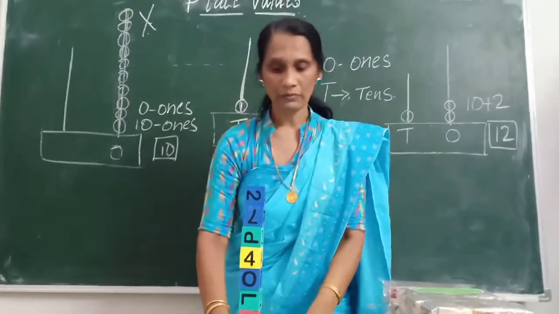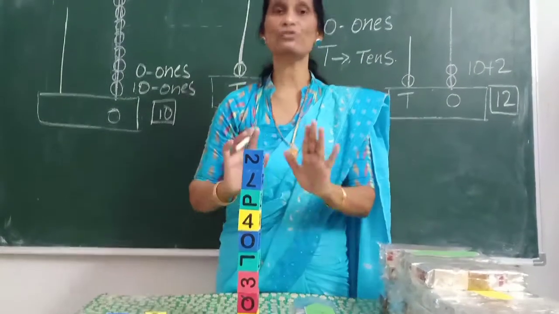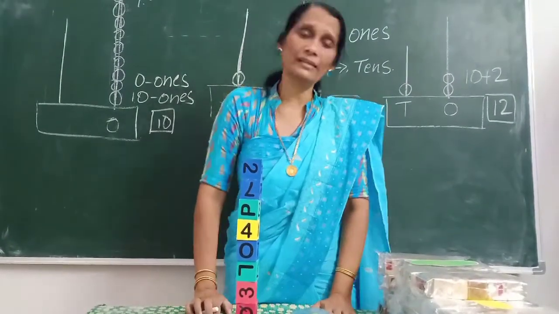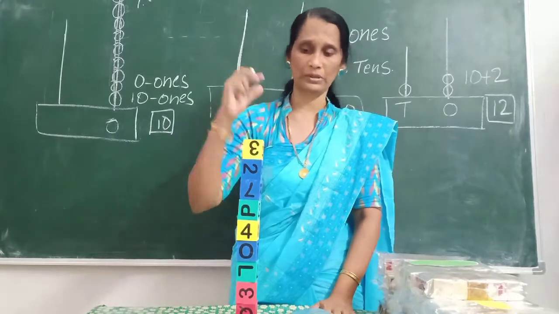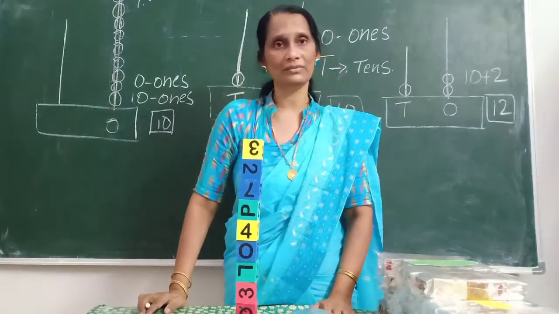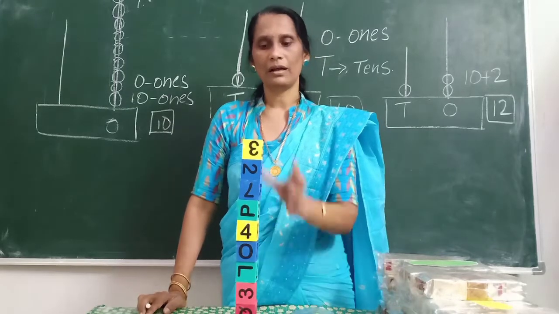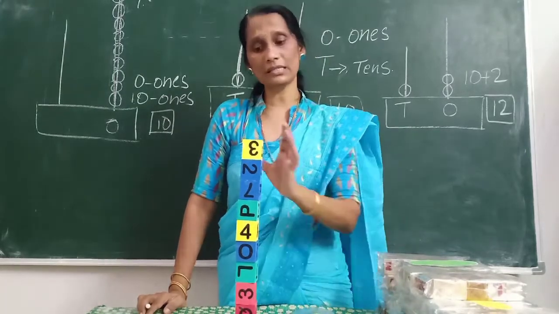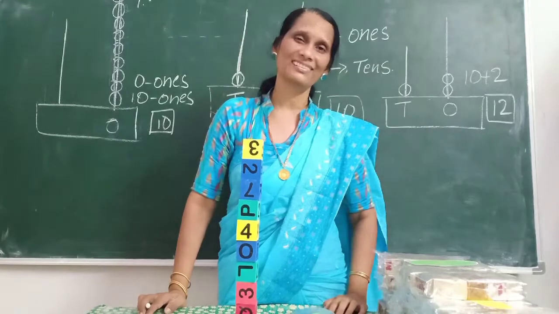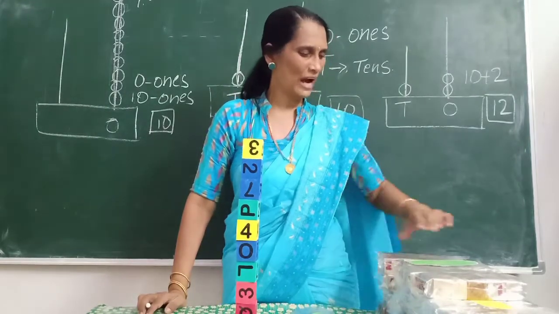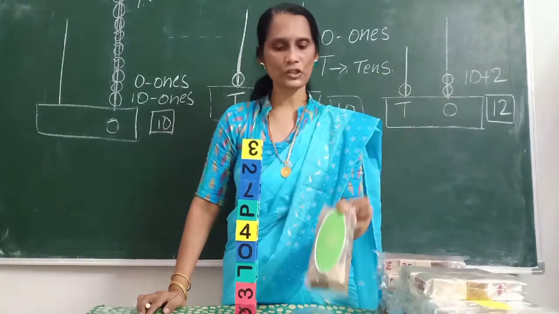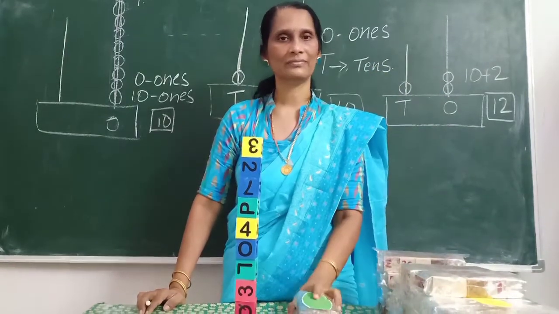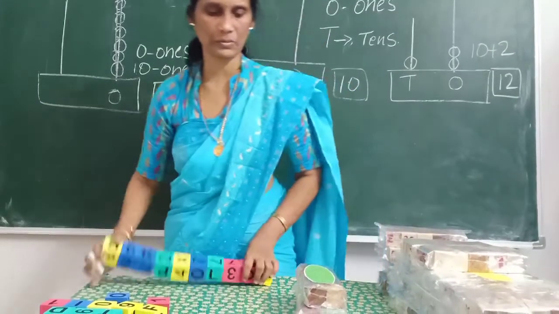Okay, now what this number is? 19. Okay, then how can I write 20? I want to show 20. Is this a method for 20? Single block and this one 10. Is this a way we want to show? No. We have to take one more 10. Okay, so 20. This is 20, not this method.